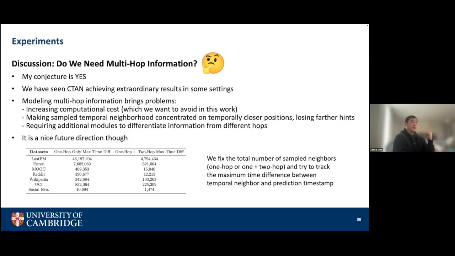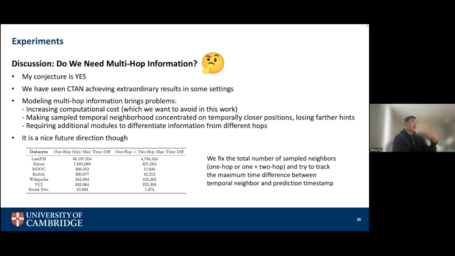Second is that making the sampled temporal neighborhood multi-hop will make it concentrated on the temporally closer positions, losing the farther hints. This can be seen in this table here. In this table, we sample either the one-hop temporal neighborhood only, or a mixed one-hop plus two-hop temporal neighborhood. But we fix the total number of sampled neighbors to be the same for each. In this way, we maintain the computational resource.